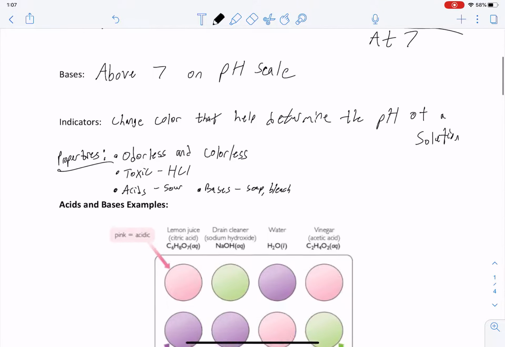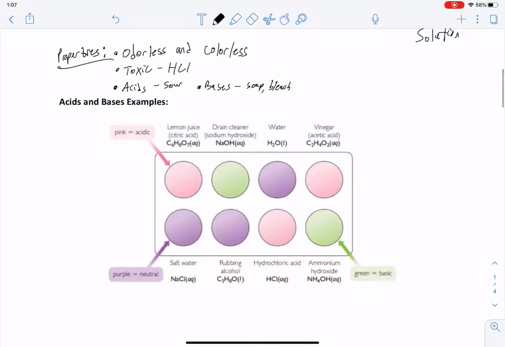So if we look below at this model, we can see different substances: lemon juice, drain cleaner, water, vinegar on the top. And we have been using an indicator here to tell us if a substance is acidic, or if it's basic, or if it's neutral. So pink is acidic, so lemon juice, hydrochloric acid, and vinegar are all acids. So you probably have vinegar and lemon juice at your home. Hopefully you don't have hydrochloric acid at your home.